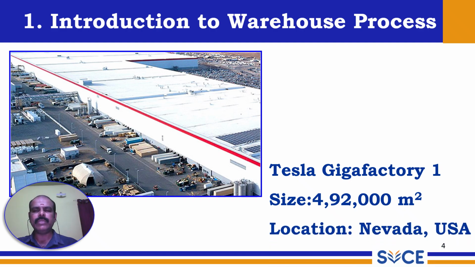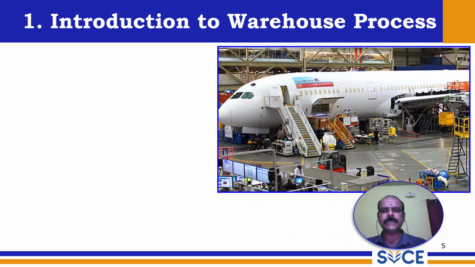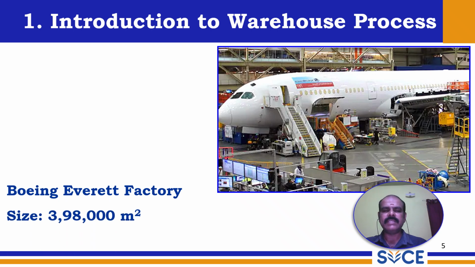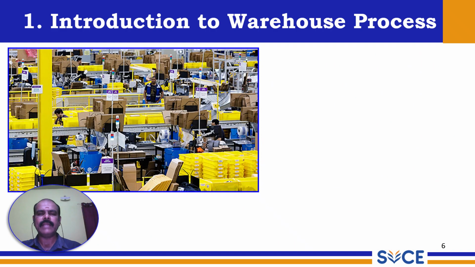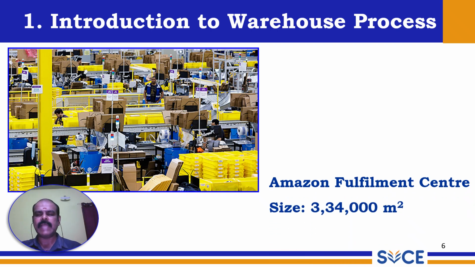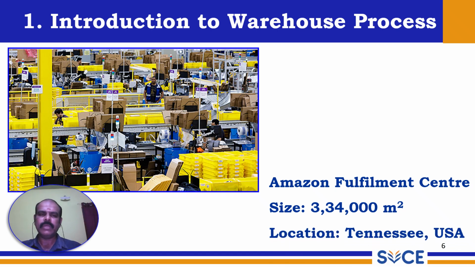Now let us get into the second category, which is from the aviation industry. It is none other than the Boeing Everett factory, which is 398,000 square meters, and it is in Washington, USA. Then under the consumer category, it is the Amazon Fulfillment Center, at an area of 334,000 square meters, and again it is also from the US.